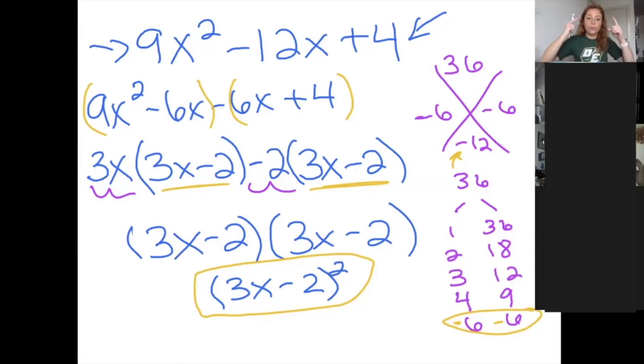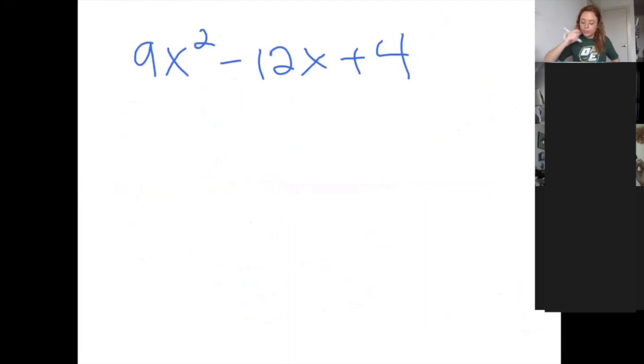Okay, so now we know the answer, so let's figure out how we could have got there using our shortcut. The problem was 9x squared minus 12x plus 4. We see that the 9 is a perfect square, and this is a positive 4, and 4 is a perfect square. Here's how we do the shortcut. We take the square root of the A. What's the square root of 9? 3. And that x, which would just give me 1x.